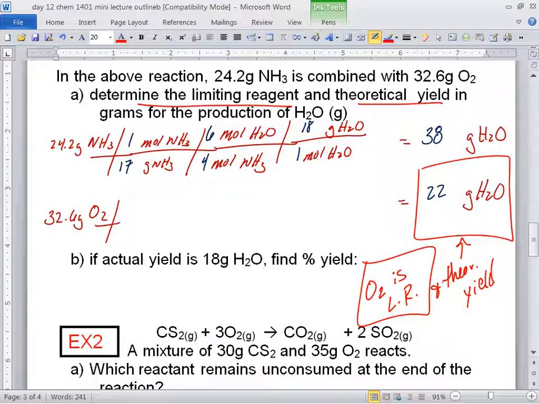And then it wants you, in part B, to get the percent yield. So divide the actual over the theoretical times 100, and Emily got what? 81.7%? Okay. Good. Try the next one then. If you got it, try the next one.